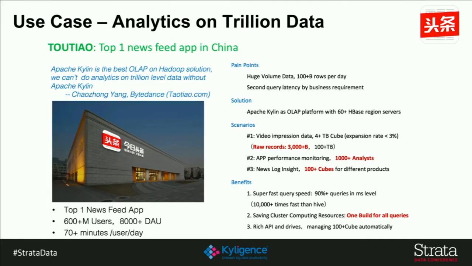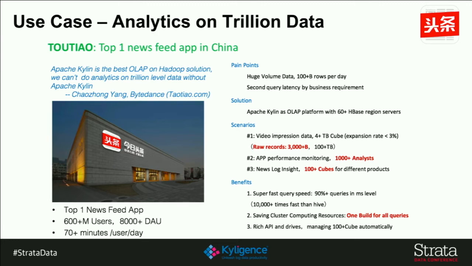First, we call this analytics on trillion level data. Toutiao is a top news feed mobile application in China, and almost every Chinese person has their app on their phone. We have a 1.4 billion population in China. Think about how big that is. The challenge is that they have just one application, and they have 100 billion rows per day generated for impressions. How can you store it, how can you query it? That is the challenge they have.